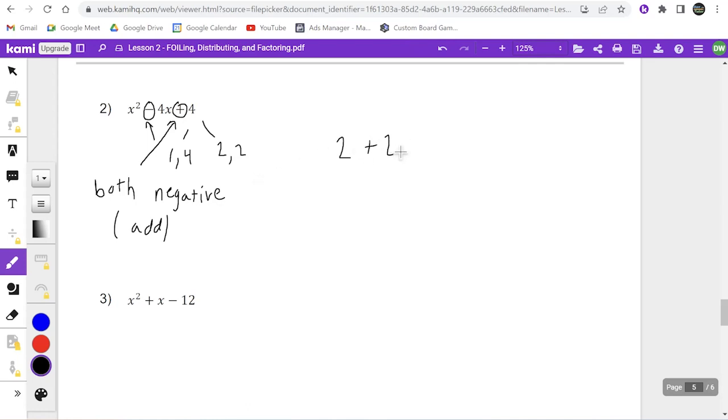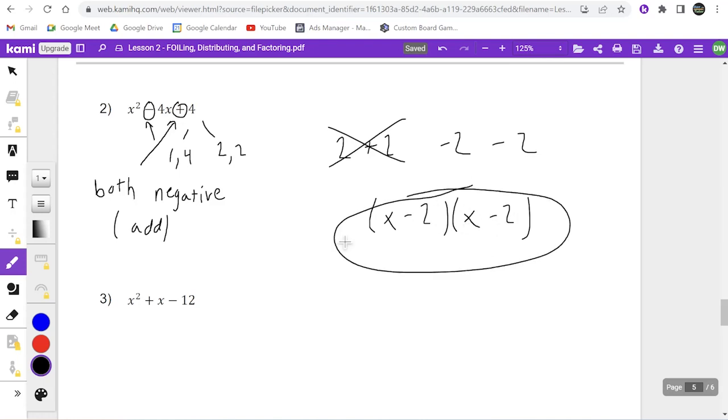So it's 2 plus 2, except like we said, they both have to be negative. So it's actually negative 2 and negative 2. So my final answer is, first I'll set up the factors like this, and then I just fill in the blanks. Minus 2, minus 2, we're done. Any questions on that one?